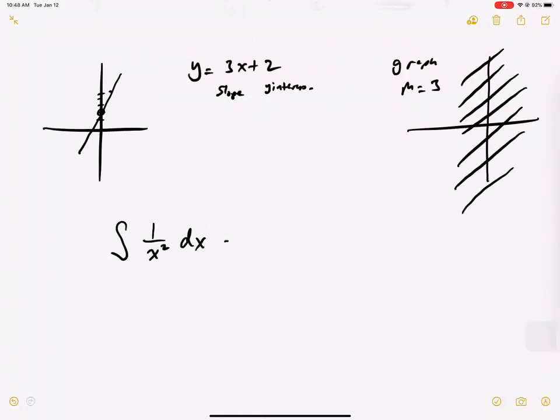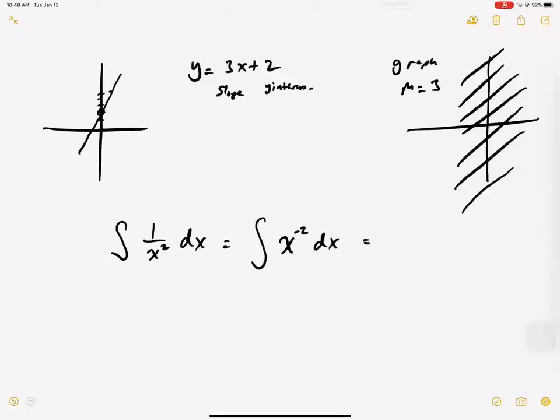So to rewrite this, it would be the integral of x to the negative 2 power dx. You guys feel okay with this? Me changing it to a negative exponent? Now it's just a basic power rule, right? I'd rather work with power rule than some weird quotient rule.